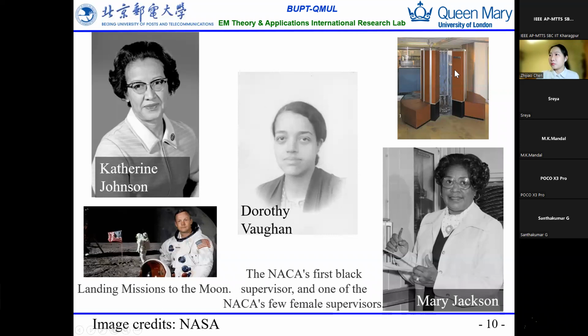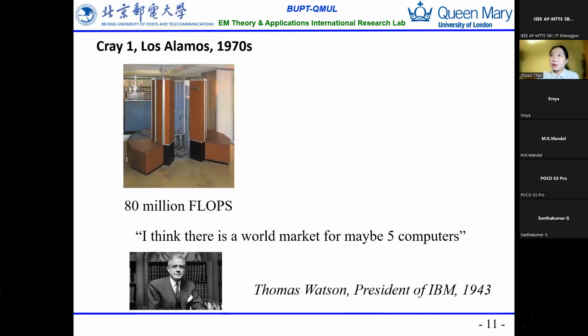the moon. With respect to this first IBM machine, its name is Cray 1, and it was located in Los Alamos in the 1970s. This computer was very huge. You can see it occupies a whole room, but its computing capability is very small, only 80 million flops.